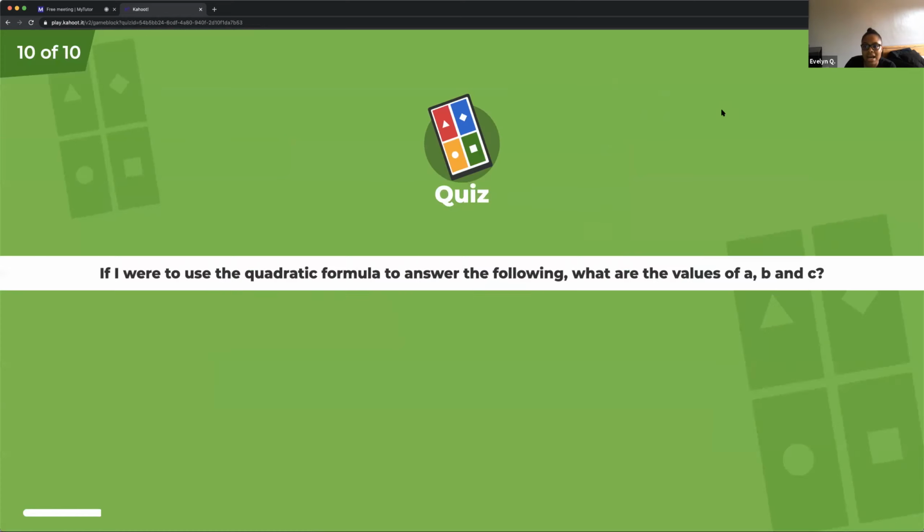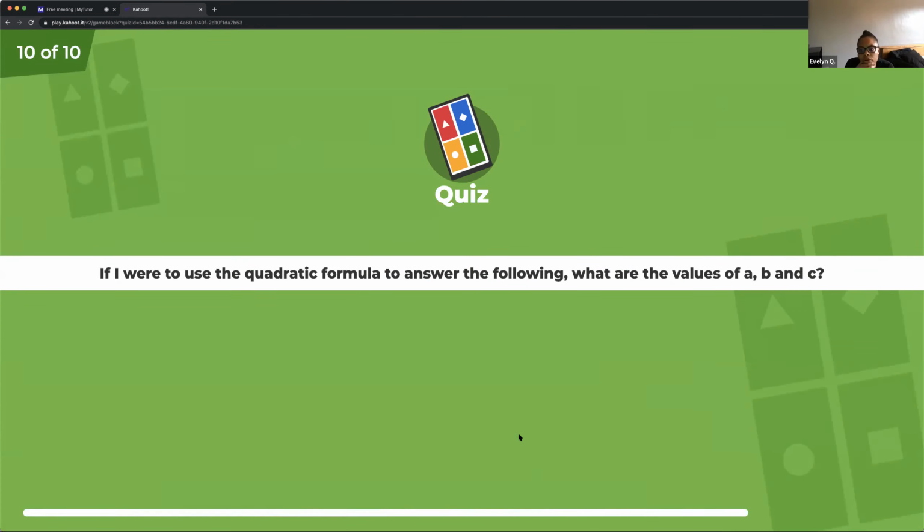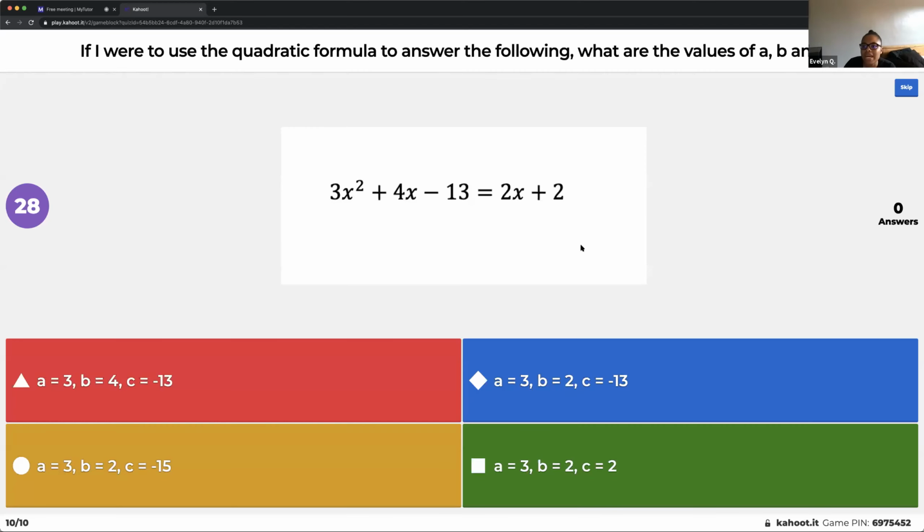The last question for today, if I were to use a quadratic formula to answer the following, what are the values of A, B, and C?